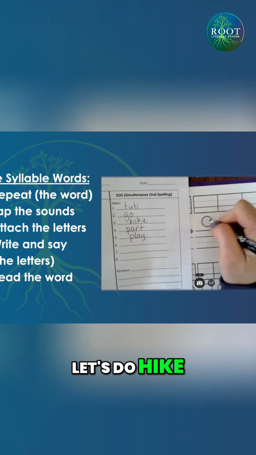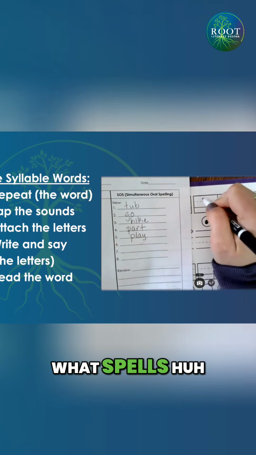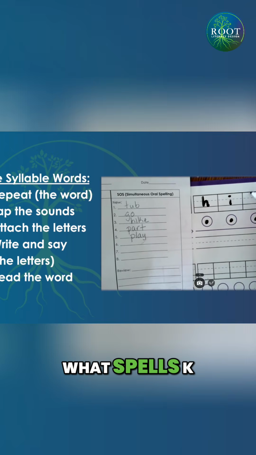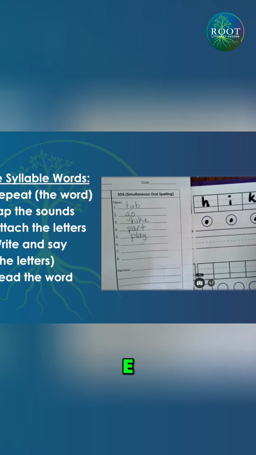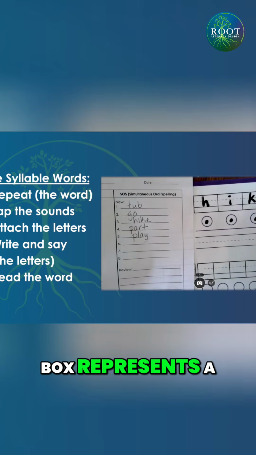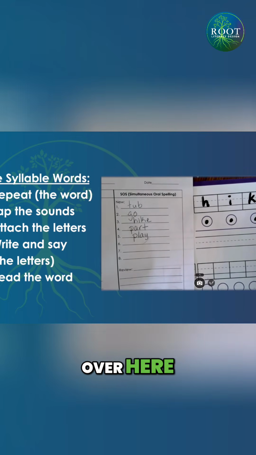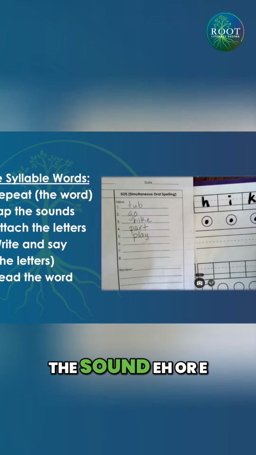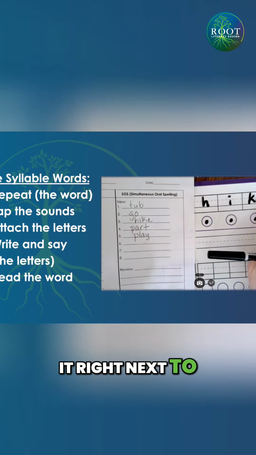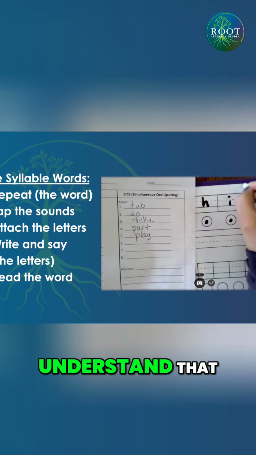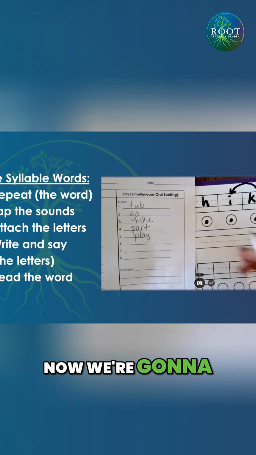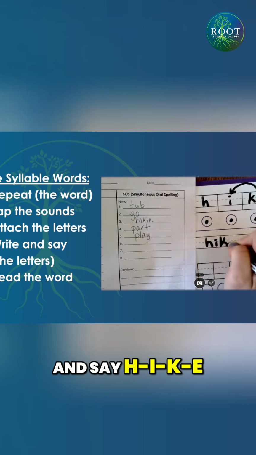Let's do hike. H, I, K. What spells H? What spells I? I. What spells K? K, E. And you're going to keep the E in there because the way that this works is each box represents a sound. So E can't go over here because then we're saying it has the sound eh or E, but it's not, it's silent. So we just put it right next to here. And if we want, we could help students understand that vowel consonant E helps the first vowel say its name. All right, now we're going to write and say H-I-K-E, hike.